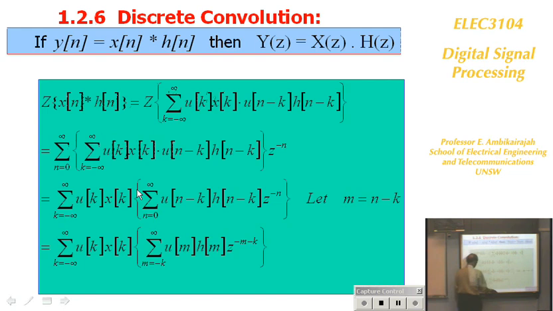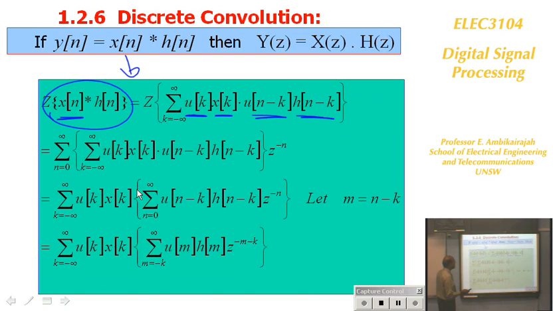Here is our signal, x[n]. If you go back and look at your convolution formula, the convolution formula says x[n] h[n minus k], x[k] h[n minus k]. Whenever you have n minus k, you will be associated with u[n minus k], because you don't want the negative part to be there, and x[k] means you will have u[k]. So that's the convolution of two signals.